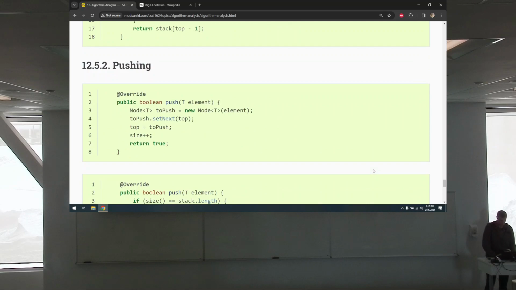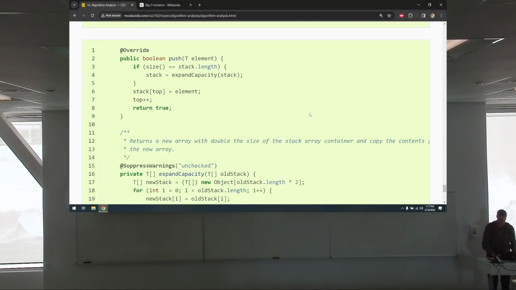All right, so how about pushing? Here's your linked stack. How much work is the linked stack for a push? It's constant time. You just insert to the beginning of a structure. The amount of work that's happening here does not depend on any size of that stack. Now, how about pushing to an array stack?